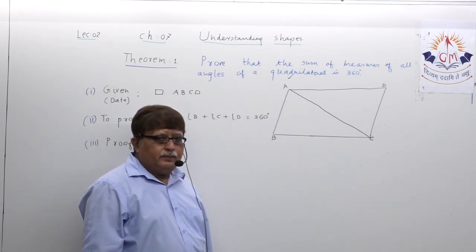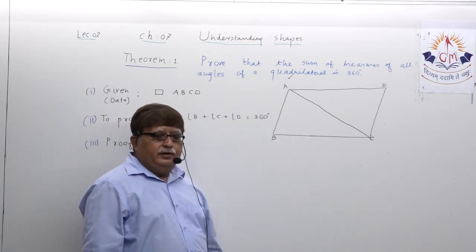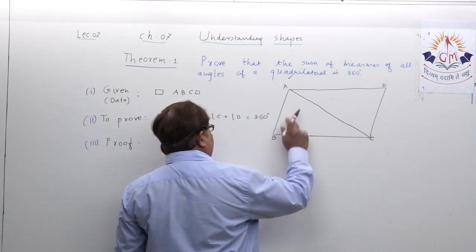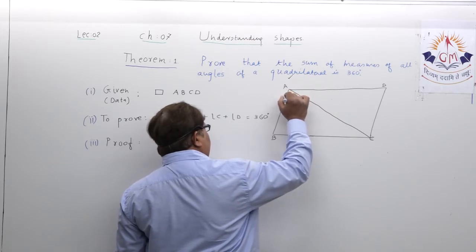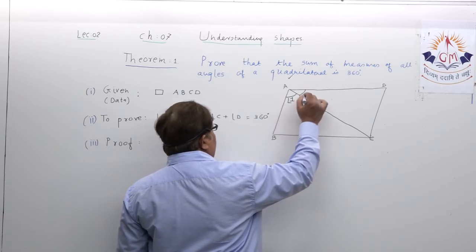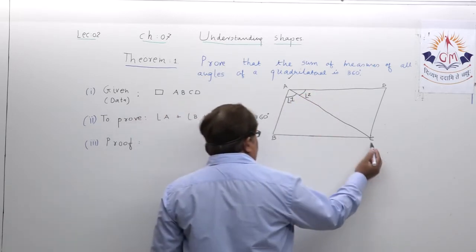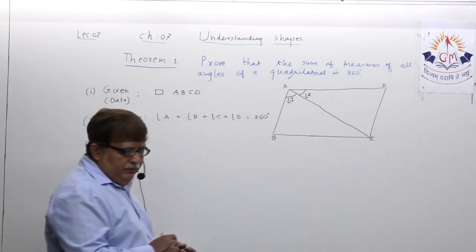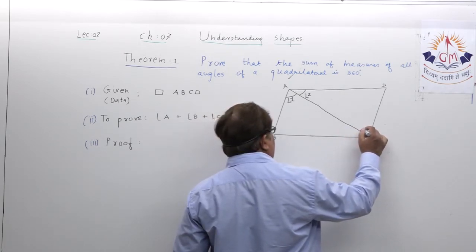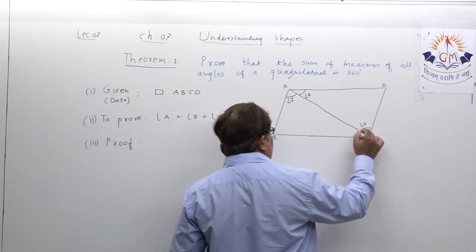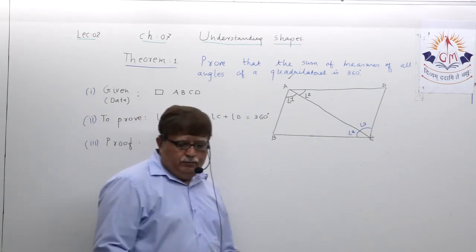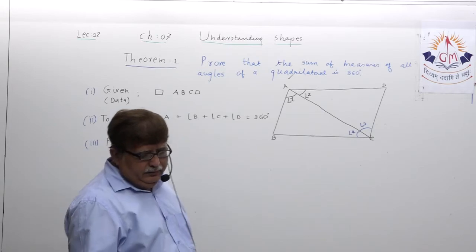By joining diagonal AC, quadrilateral ABCD is divided into two triangles. Because angle A is divided into two angles, let us name them. Let me call this angle 1 and this angle 2. Because angle C is divided into two parts, let me call this angle 3 and this angle 4. You understood this? Just to mention the names only, nothing else. Is it clear?